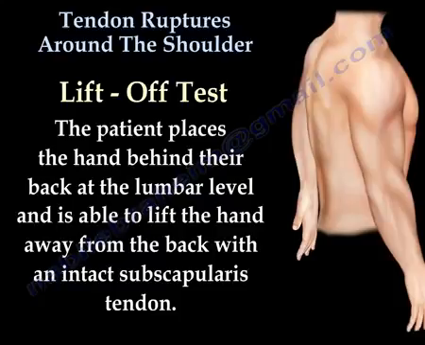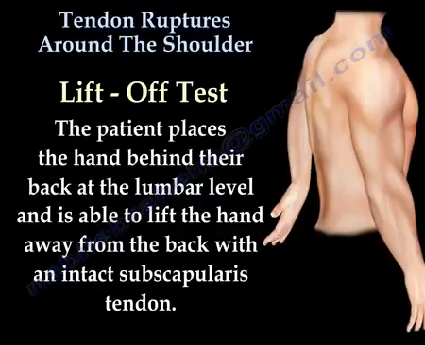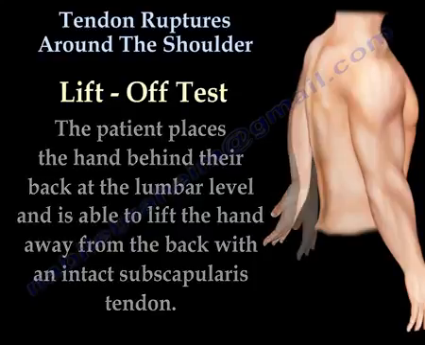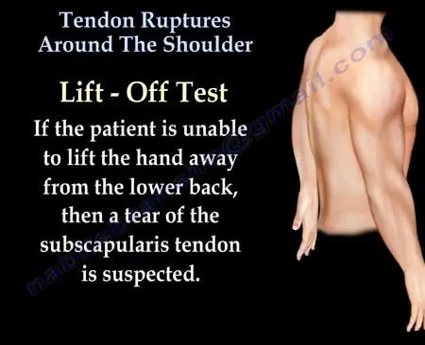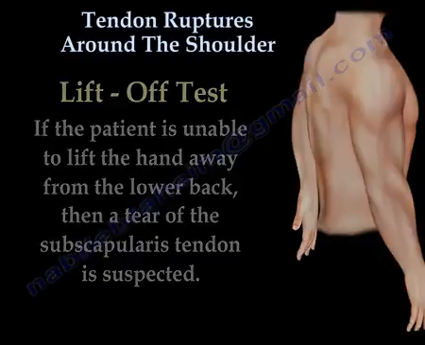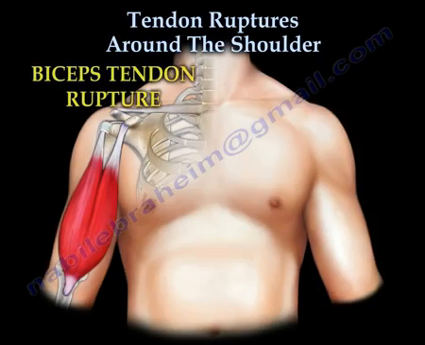The patient places the hand behind the back at the lumbar level. If the patient can lift their hand away from their back, this is a sign of an intact subscapularis tendon. If the patient is unable to lift the hand away from the lower back, then a tear of the subscapularis tendon is suspected. Biceps tendon rupture.